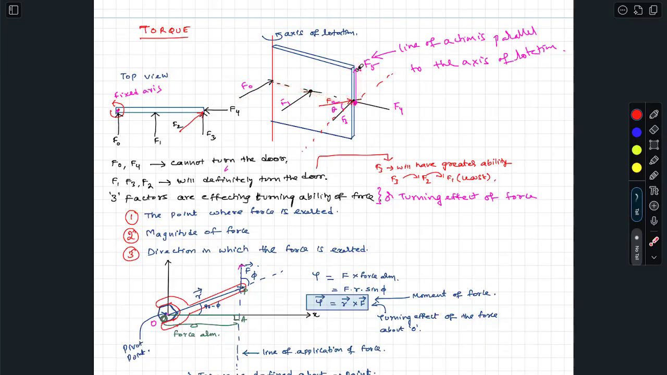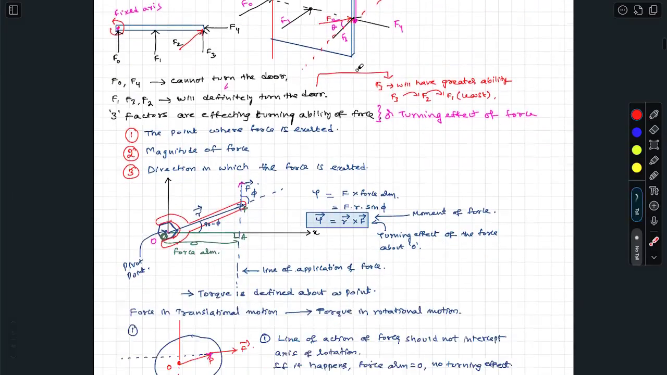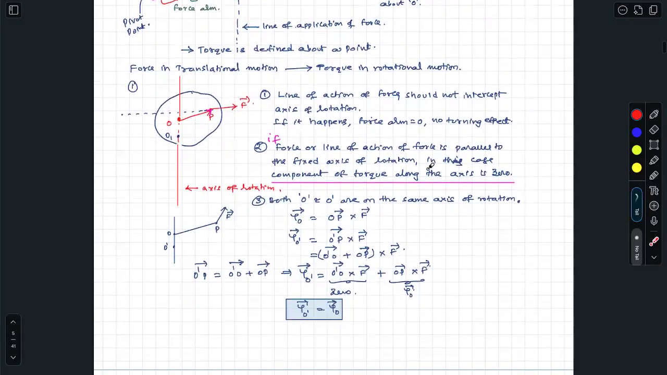A quantity perpendicular to the axis is perpendicular to the axis. What is its component along the axis? Zero. So that is why I have represented here the component of the torque along the axis as zero. Any doubt? That is a very important term for me. Points 1 and 2 are very, very important for me.